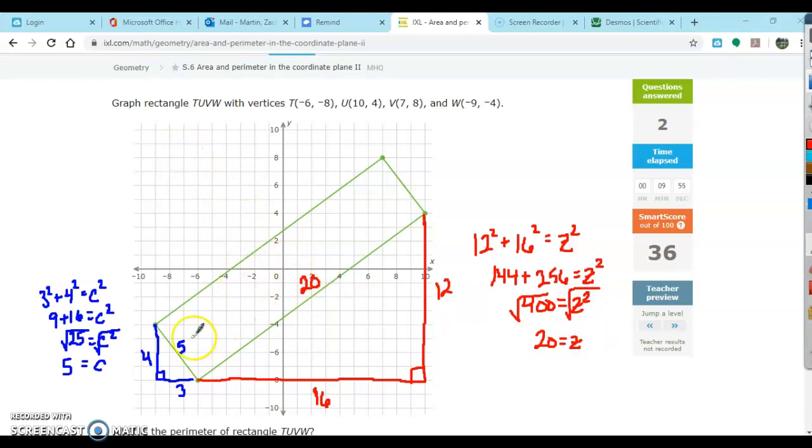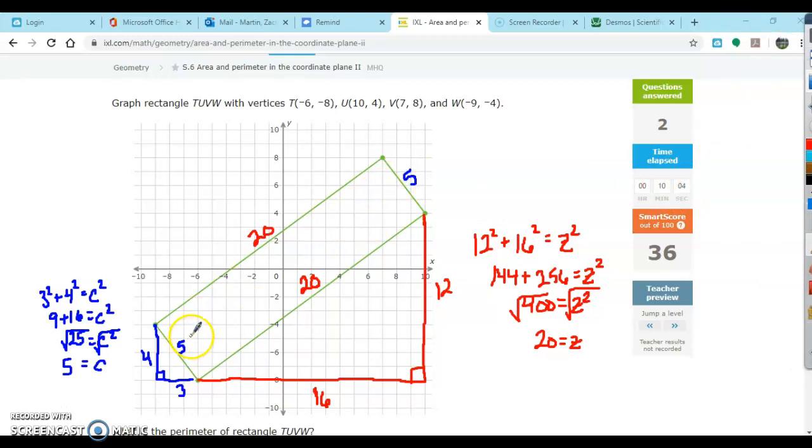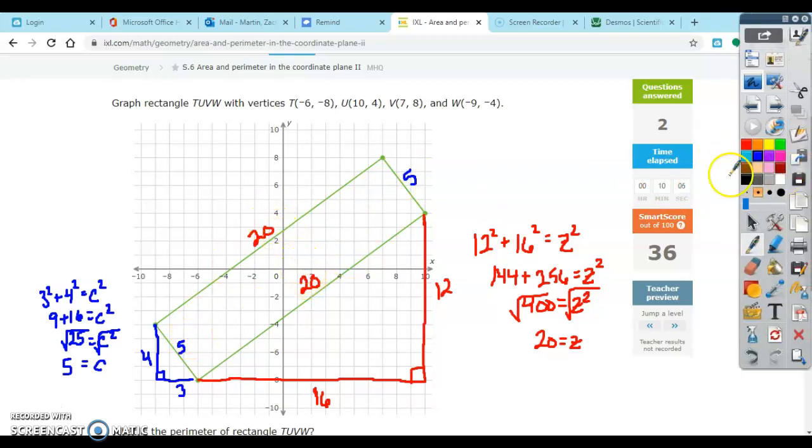Well, I want the perimeter. Well, that's 5, and this is 20. This opposite side's got to be a length of 20, and this opposite side's got to be a length of 5. Add them together. 5 plus 5 is 10. 20 plus 20 is 40. 10 plus 40 is 50.